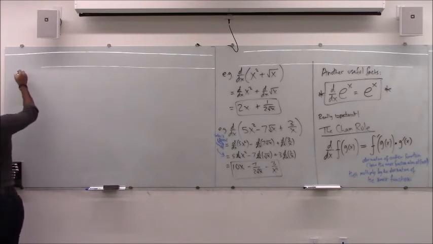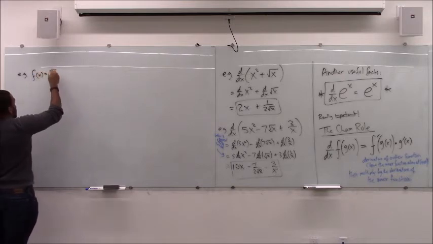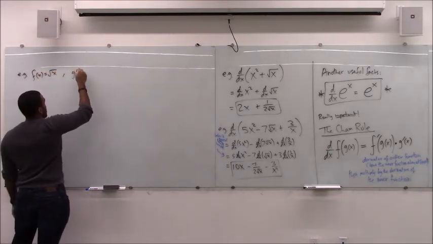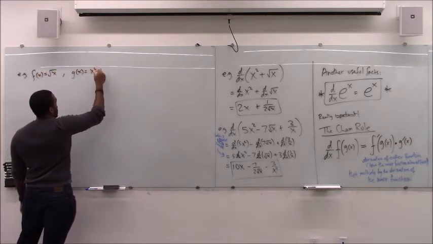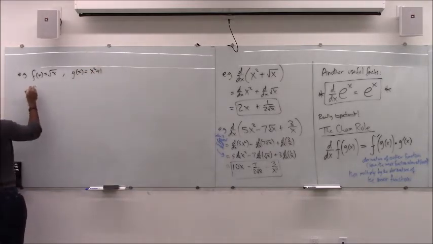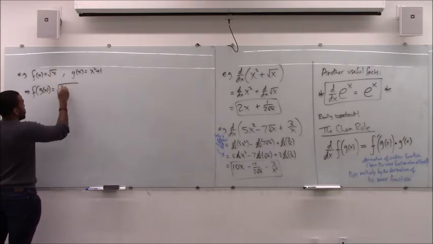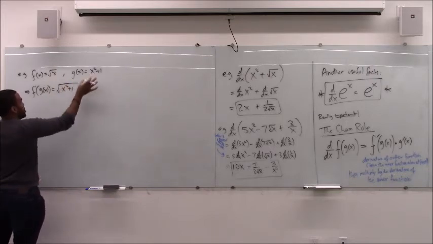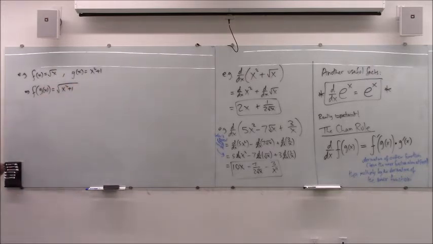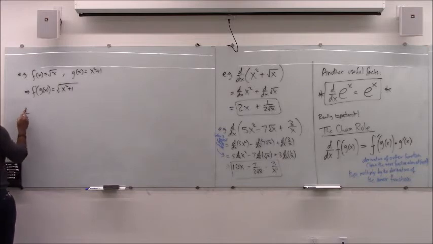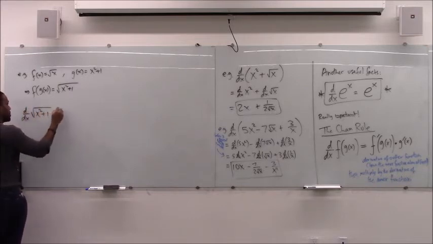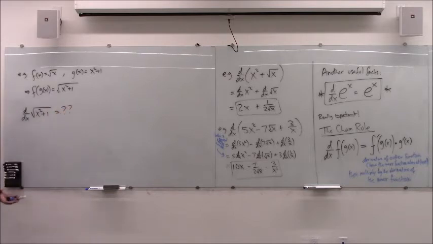So, suppose my f of x is the square root of x, and my g of x is x squared plus 1. Then, if I form f of g of x, that guy is going to be the square root of x squared plus 1. Take this, plug inside of that. Now if someone were to ask you, what is the derivative of this new function? What is that derivative?